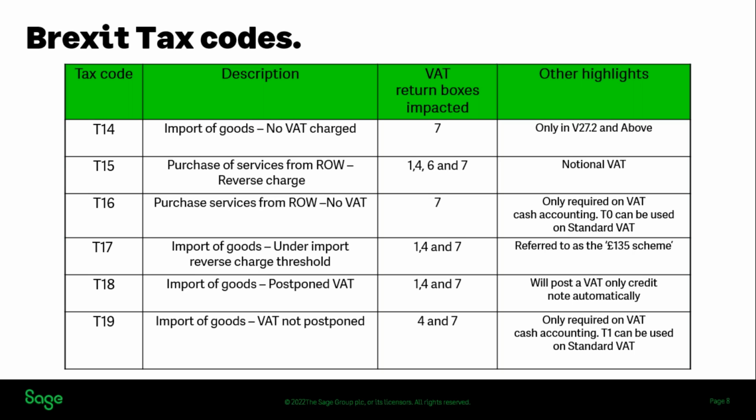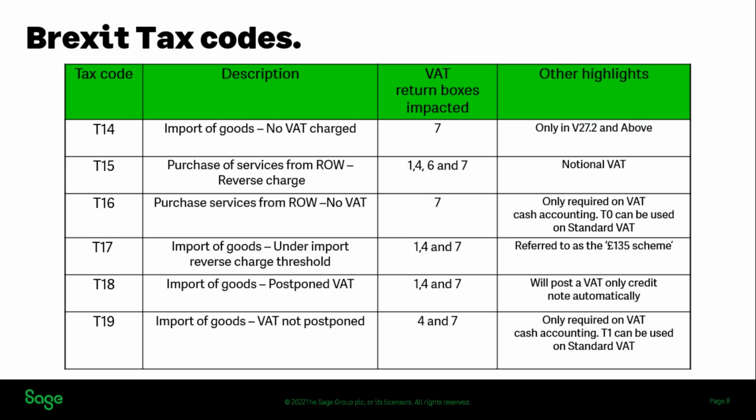Now, the next key thing for me to point out is that these Brexit tax codes, if you look at the description, are actually all to do with purchasing or importing. So these are actually transactions that you would just be using on your supplier invoices. You wouldn't need to be using these on any of your sales transactions. So we will come on to that a little bit later on, because it's not to say they haven't changed, but there are no new tax codes for sales under Brexit.